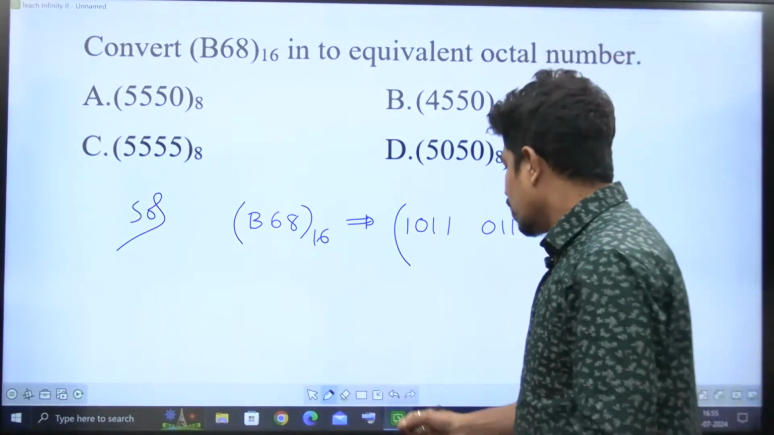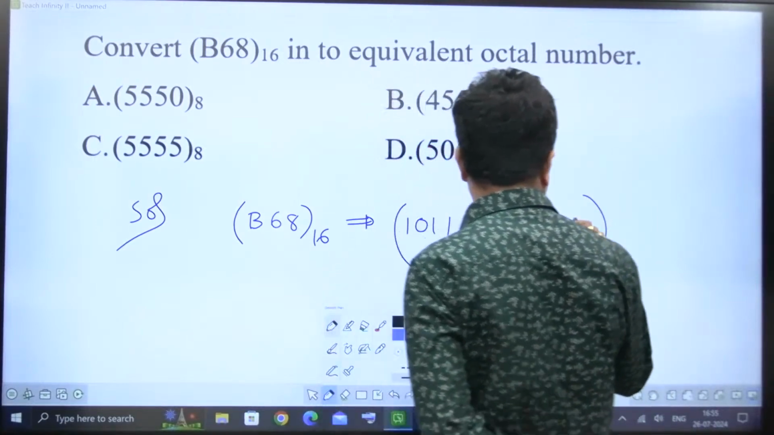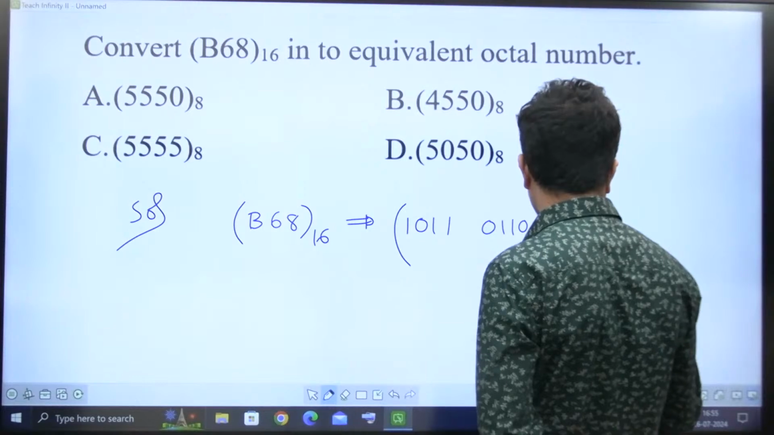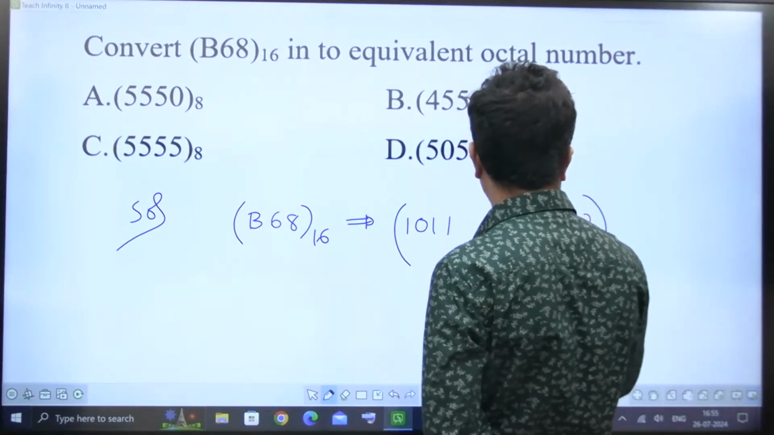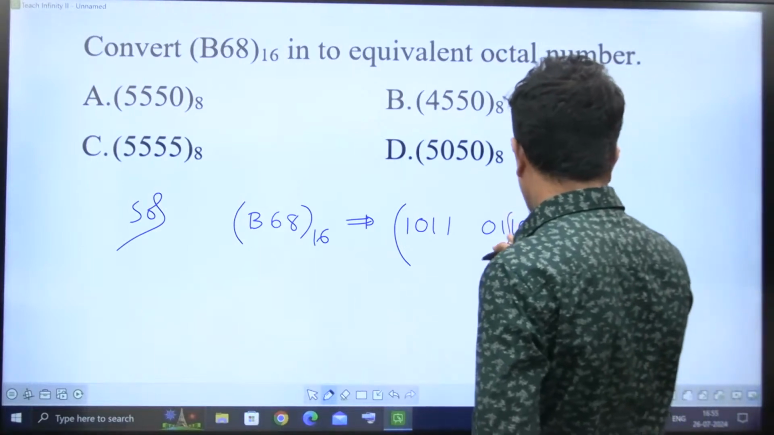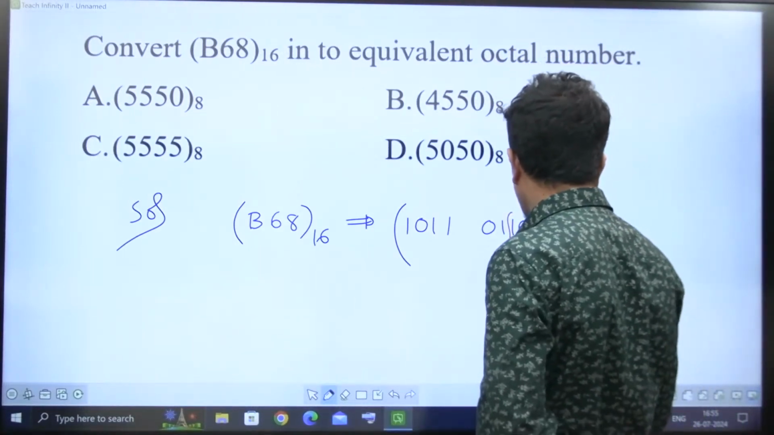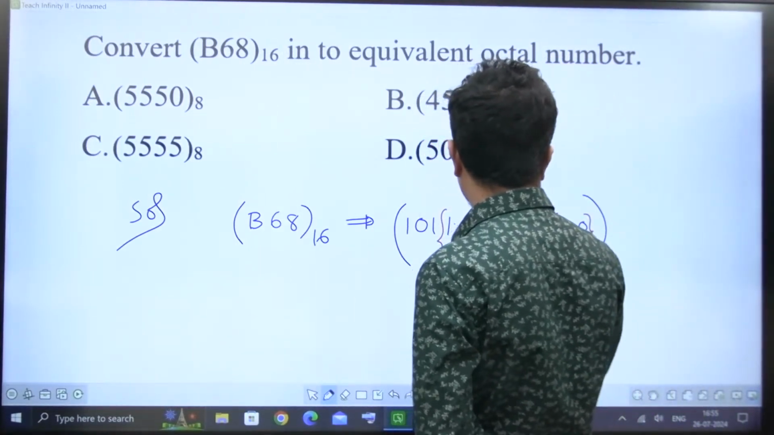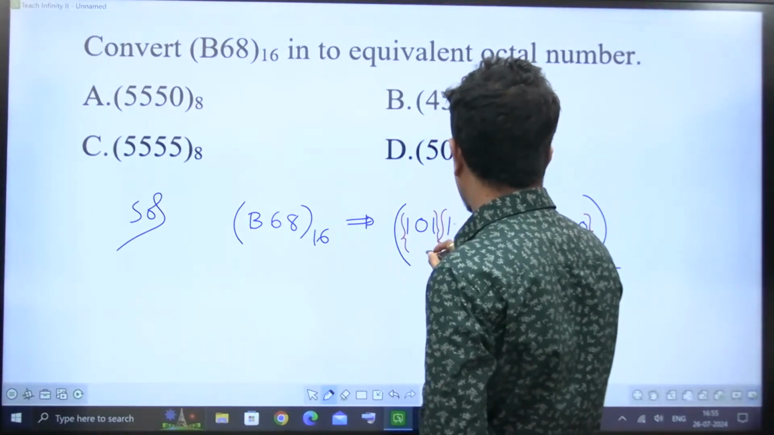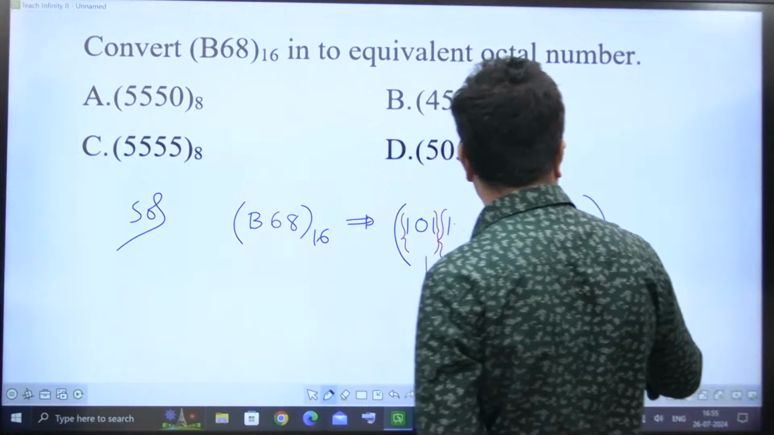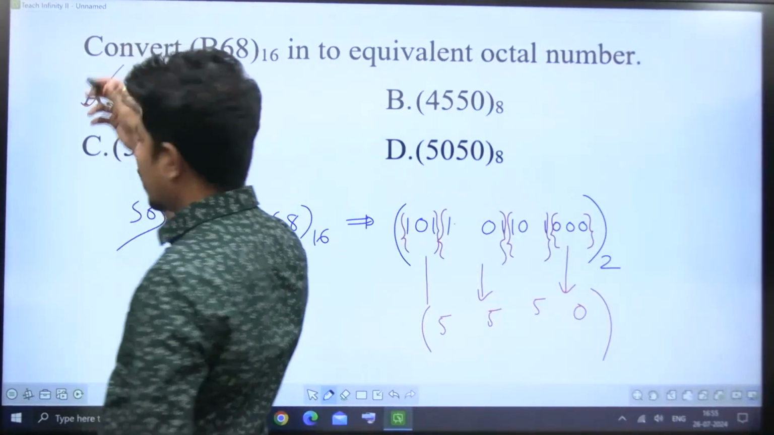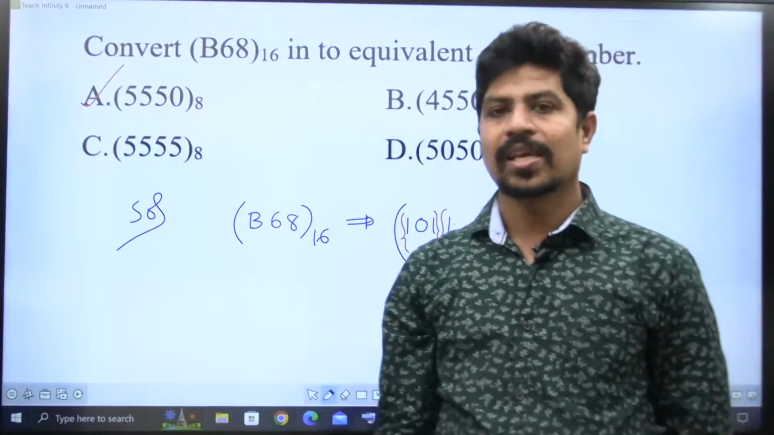Done. Now if you group 3 bits together, then you get octal. This is how much? It is 0. Group 3 bits from the right side and go towards the left side. How much is it? 4 plus 1, it is 5. This is 101, which is 5. This is also 101, which is 5. So 5550. Option is A. Clear?